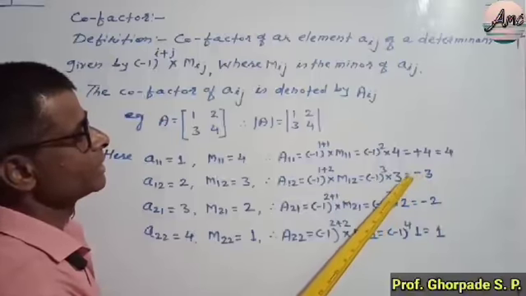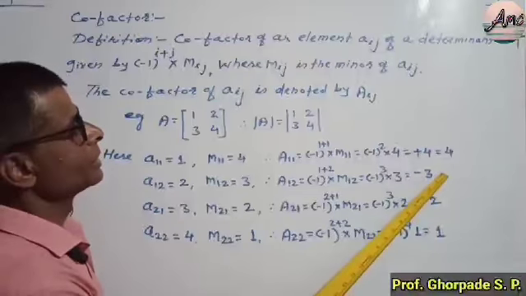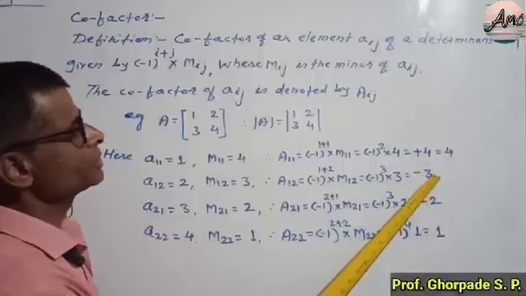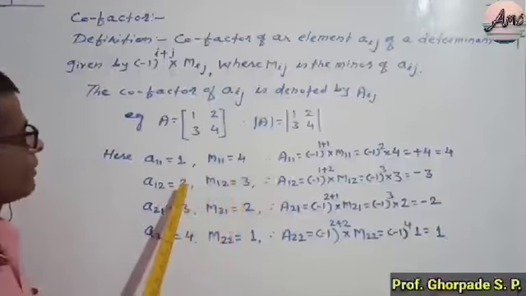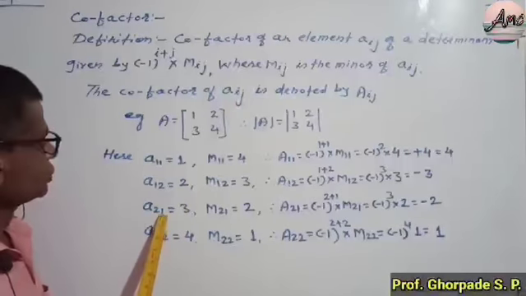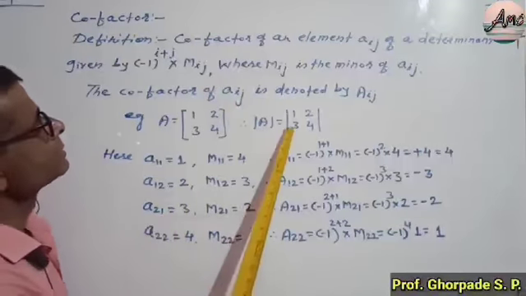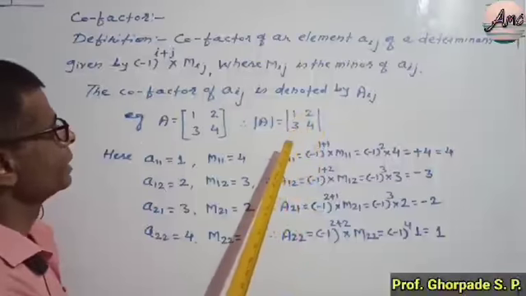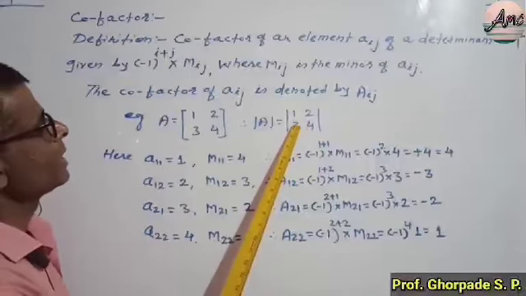So minus 3 will remain as it is. This minus 3 is known as the cofactor of 2. Then take A21, the second row, first column. What is it here? 3. So we have to first find the minor of this 3.